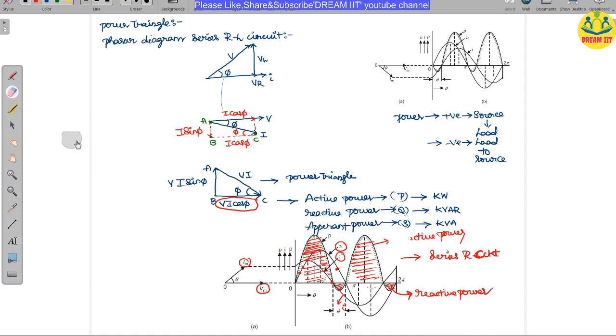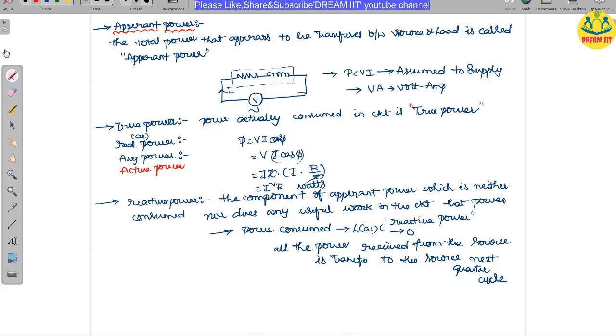This is the active power consumed by the circuit. And if you see this negative half cycle, it is reacting itself, flowing once again to the source. This type of power is called the reactive power, that is what I have explained. So reactive power, that is what we are given.